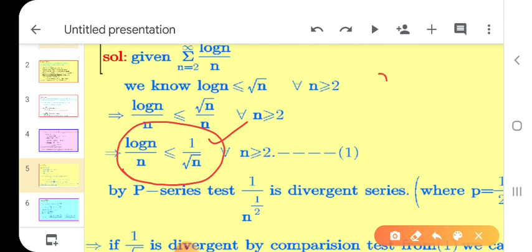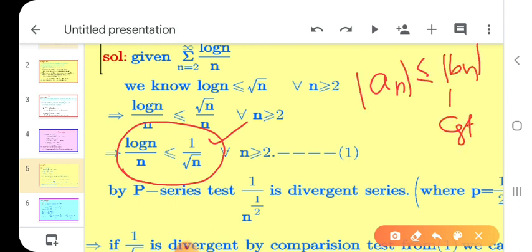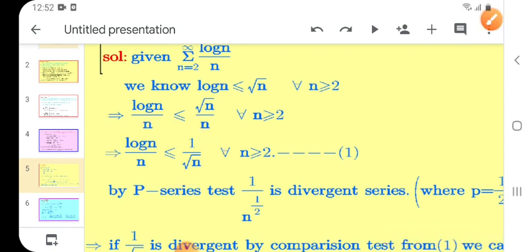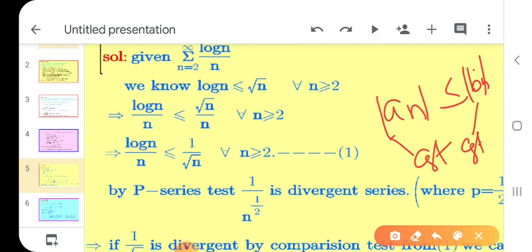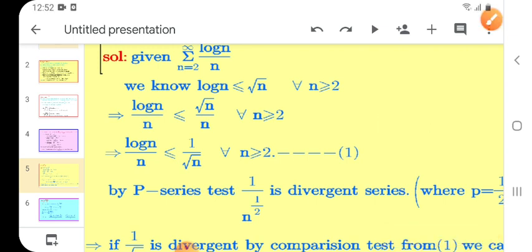By comparison test, if an is less than or equal to bn, if bn is convergent, then automatically what do we write? An is convergent if mod an is less than or equal to mod bn. If bn is convergent, we write an also convergent. If an is divergent, we write bn also divergent. See here.